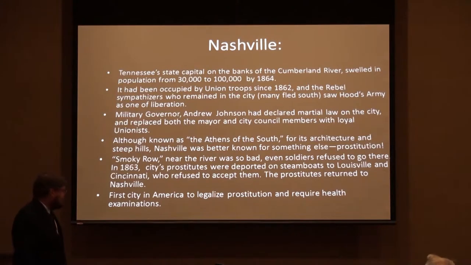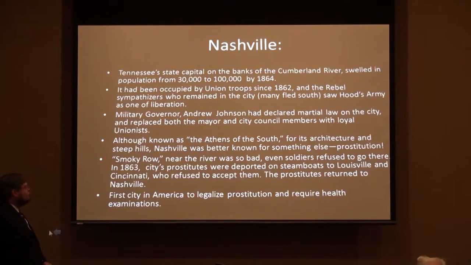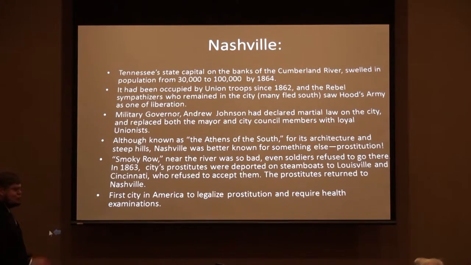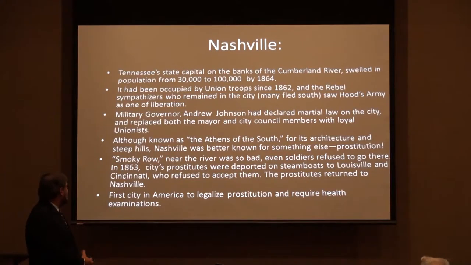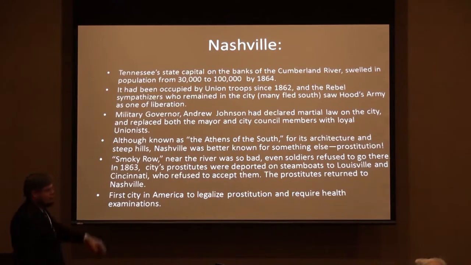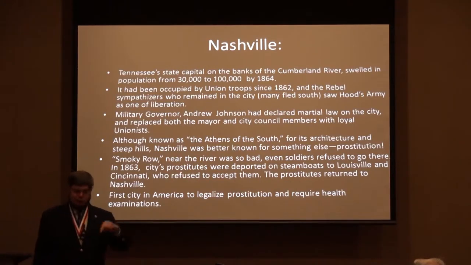And the civilian attitude toward them is nothing short of... Unhappy. How would you put it? Unhappy, thank you. Military Governor Andrew Johnson had declared martial law in the city and replaced both the mayor and city council members with loyal unionists. Yes, that's Andrew Johnson, who becomes Lincoln's vice president.